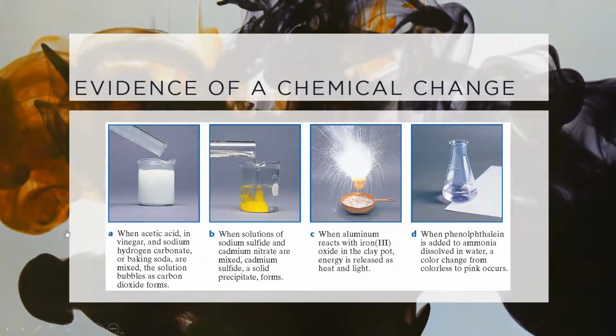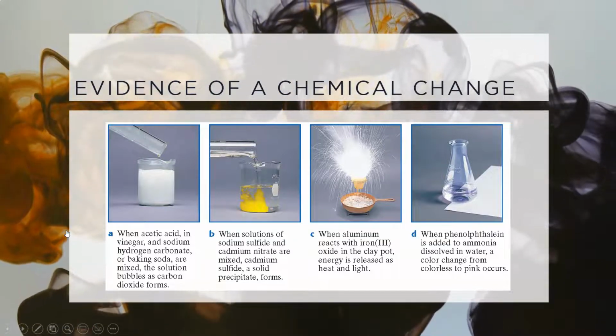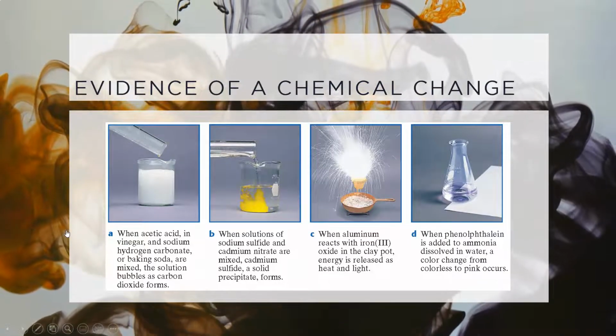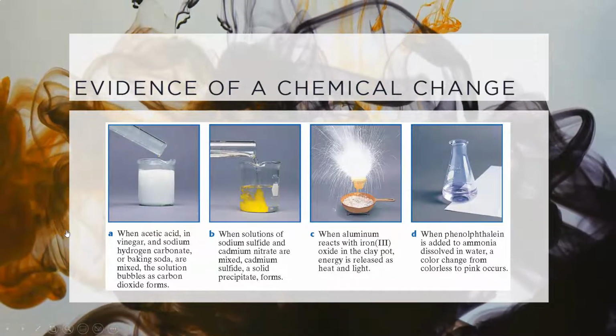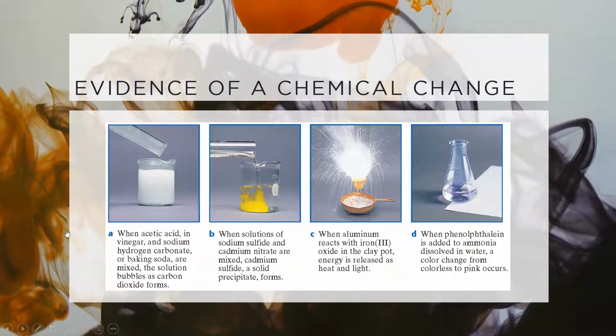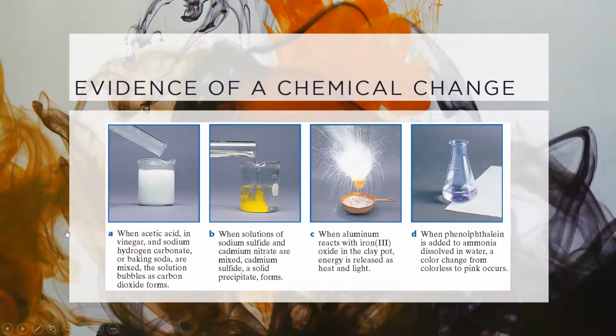So back to chemical changes. How do we know when a chemical change has occurred? How do we know we have a new substance? Go ahead and look at these four examples. We've got baking soda and vinegar on the left. You see bubbles. Bubbles are evidence that a gas has formed.